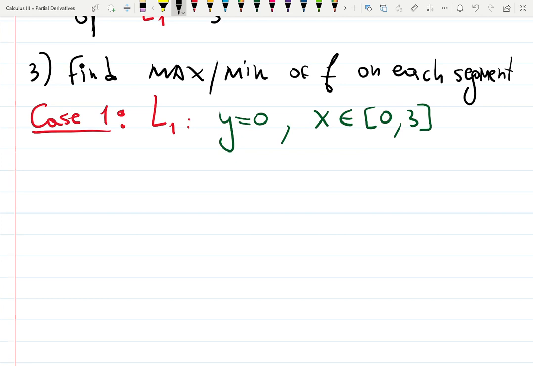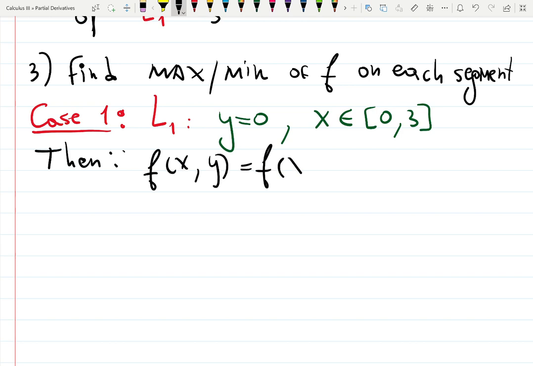So let's find the minimum and maximum. But before this, why do we need this information? Because now we can plug this information that y is 0 into f(x, y). Now we can say that y is 0. Plugging 0 gives me x squared minus 0 plus 0, which is just x squared.